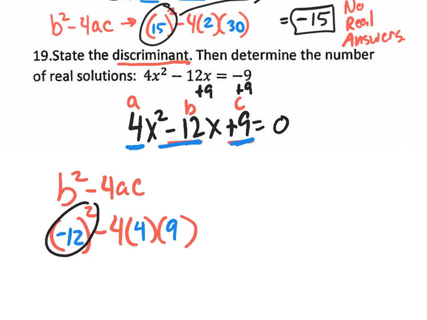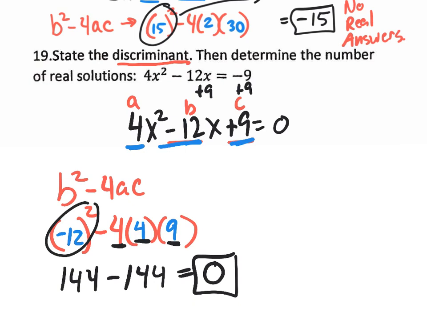Negative 12 squared, negative 12 times negative 12 is 144. And then I have minus 4 times 4, that's 16, times 9. And on a calculator, let me do that. 16 times 9, we get 144 as well. So we have 144 minus 144. Whoa. Yeah, 144 minus 144. So what's the discriminant? 0. So the discriminant is 0.